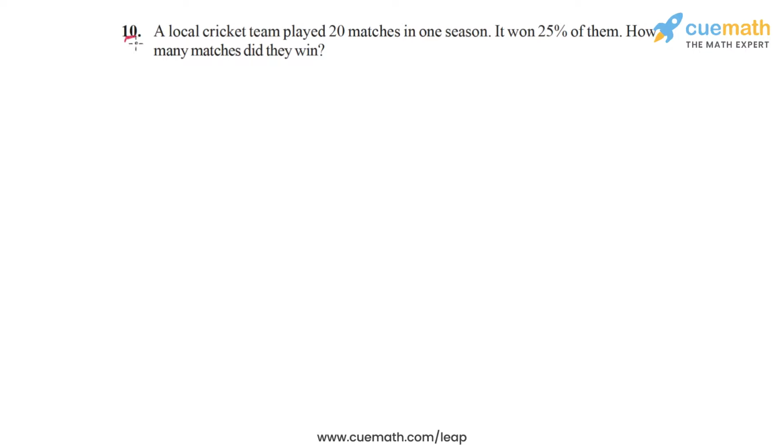Question 10 says, a local cricket team played 20 matches in one season. It won 25% of them. How many matches did they win? So they played a total of 20 matches, and of these matches, they won 25% of those matches. So we have to find out how many matches did they win.